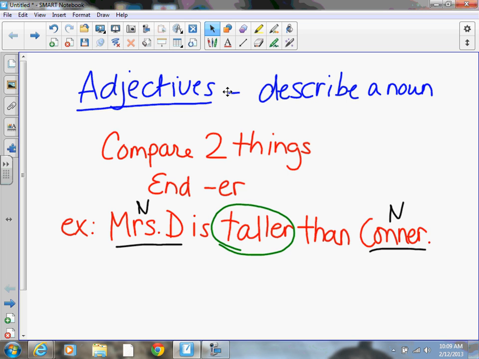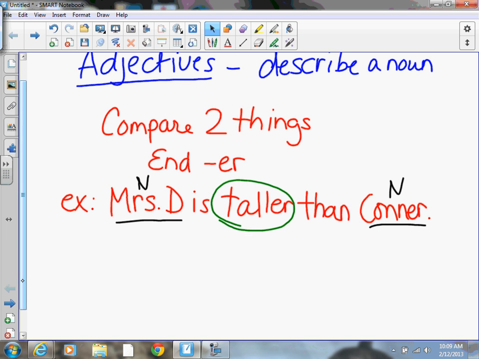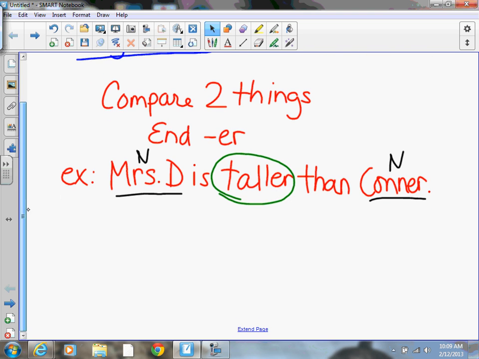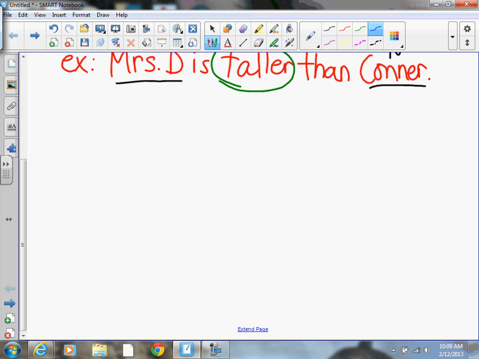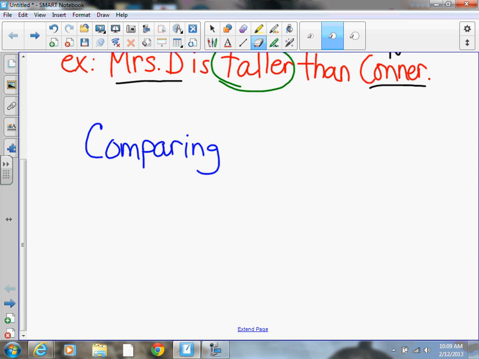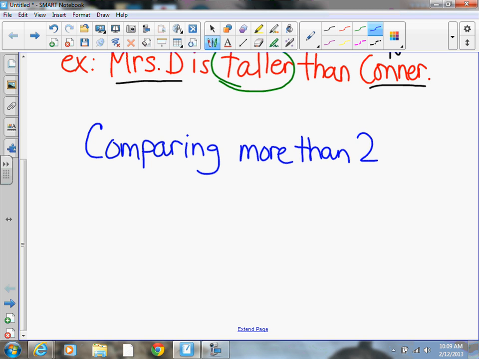So that's what we talked about yesterday. Today, we're still using adjectives, so they're still going to describe nouns, but we are going to be comparing more than two things. So we're comparing two or more things, or more than two things. These are still nouns. When you compare more than two things, your adjective is going to end in EST.